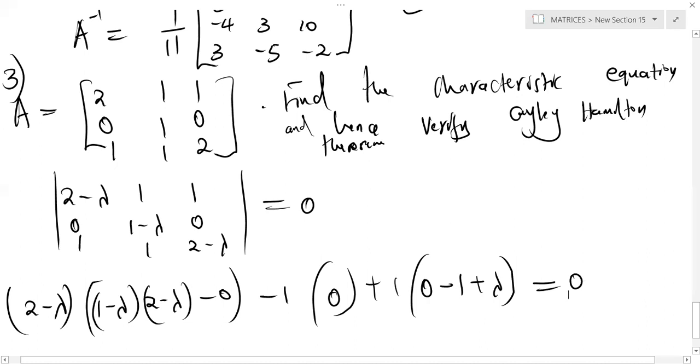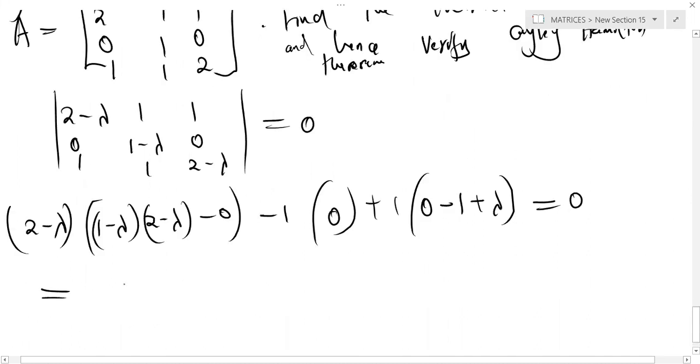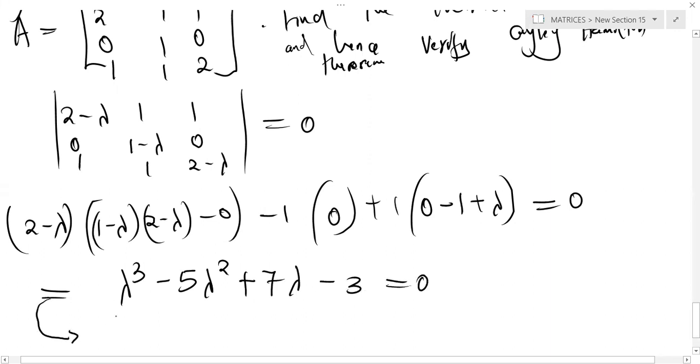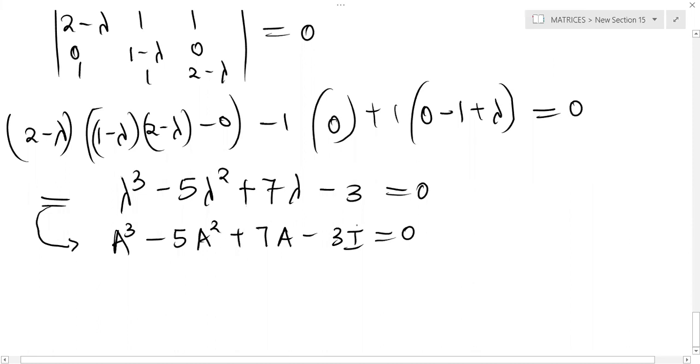Okay, so evaluating this basically simplifies to, if you evaluate this, you will get lambda cubed minus 5 lambda squared plus 7 lambda minus 3 is equal to 0. Cayley-Hamilton theorem says that a square matrix satisfies its own characteristic equation. So we'll have this as A cubed minus 5A squared plus 7A minus 3 identity is equal to 0. So in order for us to verify, we just want to prove that this equation right here is satisfied. So we're going to look for A cubed, A squared, A, replace here and prove that we are getting 0.